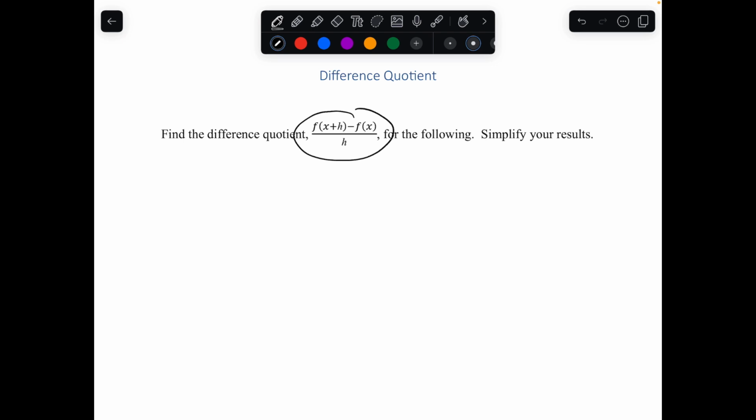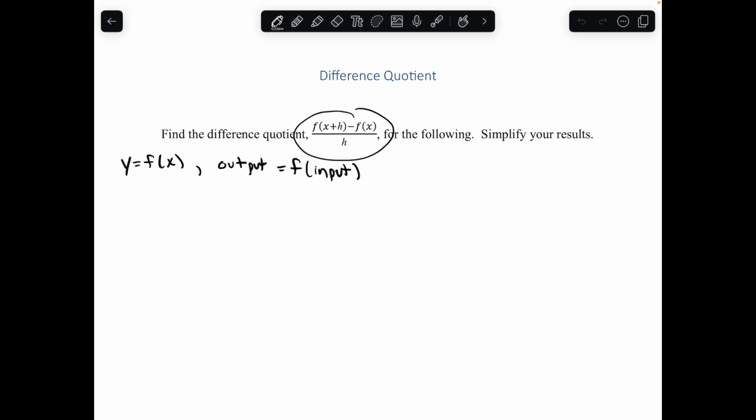To answer that question, I want to remind you, typically we refer to a function as y equals f of x. Now, what does that mean? That's saying that my output, my y value, is equal to a function where I plug in an input, my x value. Now, behind the scenes, this equation is actually a little bit different. Technically, this equation is f of x plus h minus f of x divided by x plus h minus x.